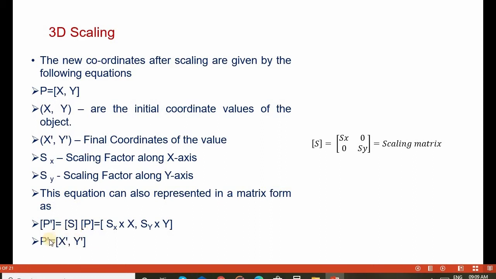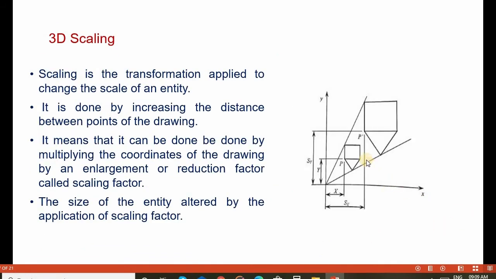So by multiplying the scaling factor into the initial point, we can have the new enlarged or reduced size object coordinates. So this is a matrix, the scaling matrix. It shows Sx in the x-axis and Sy in the y-axis. So multiplying the scaling matrix, we can have the new enlarged or reduced object. According to this figure, the original image P is enlarged into P dash.